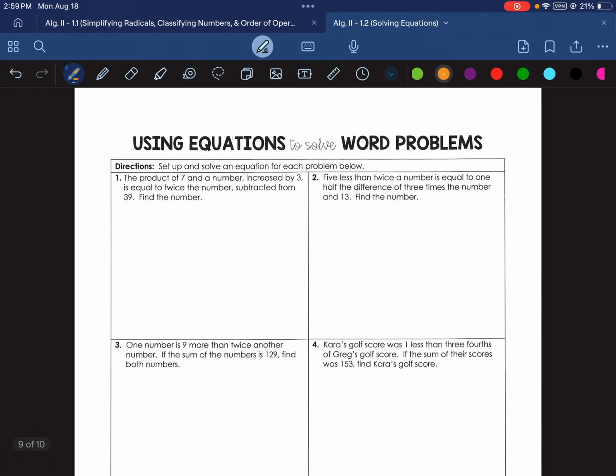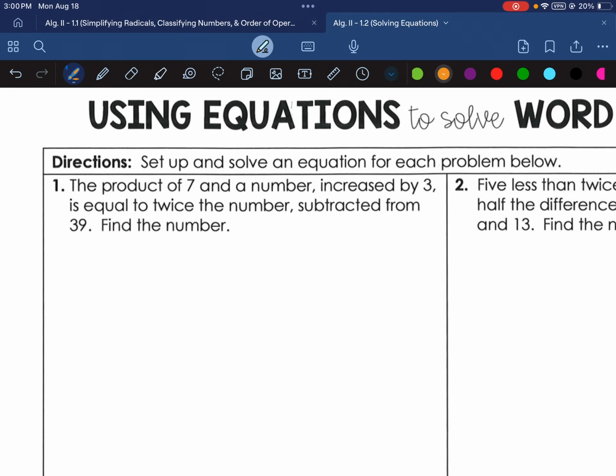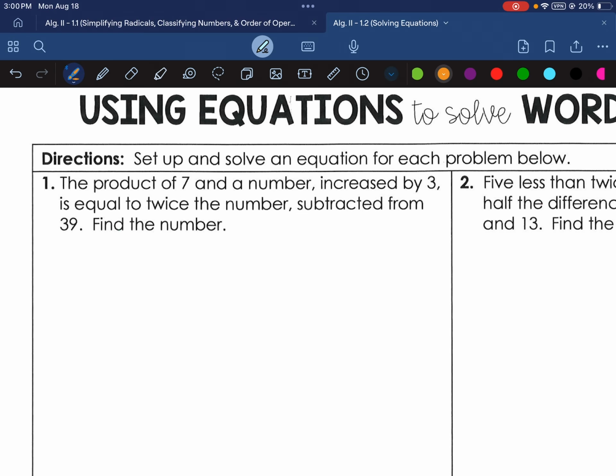All right, let's continue on. So now we're going to talk about using equations. So on these problems, we're going to be setting up and solving an equation for each of them. So we're having to translate the words into math, verbal expressions or verbal equations into algebraic equations.